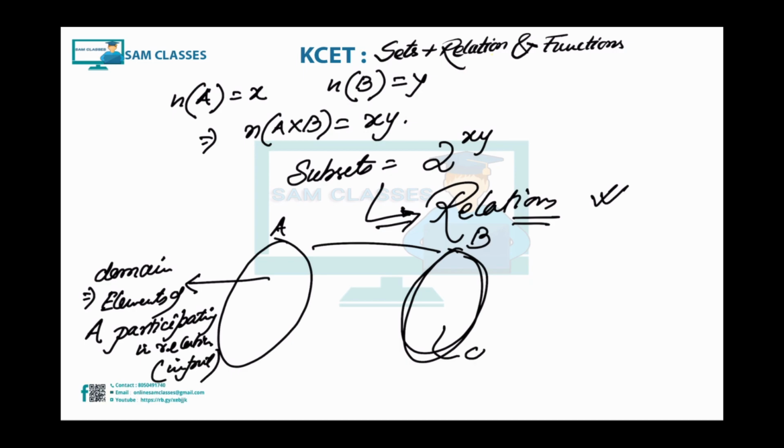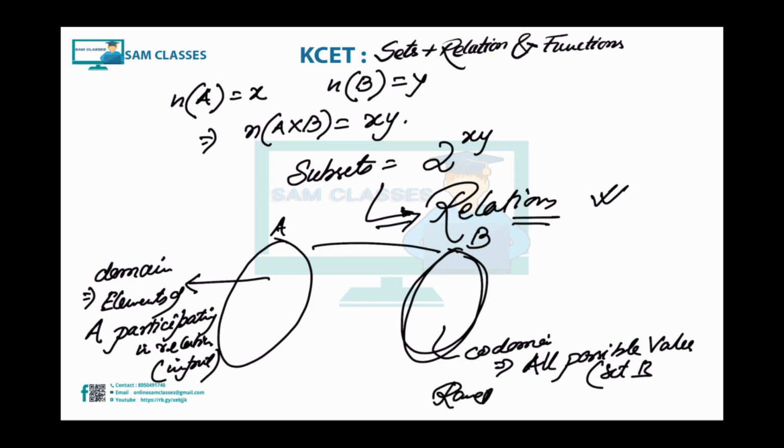Now what is the codomain? Codomain is basically all possible values, that is the B set, or you can say the full set B. Now what is range, friends? The ones which we are getting as output.